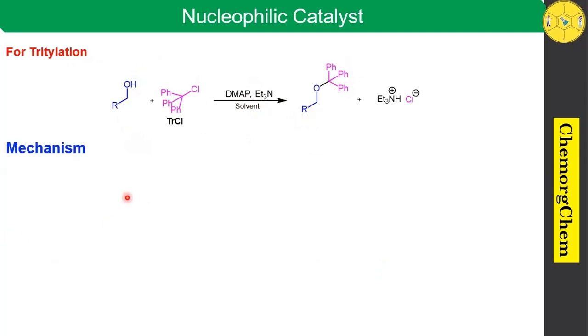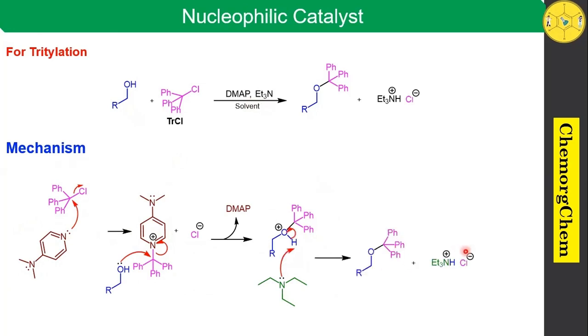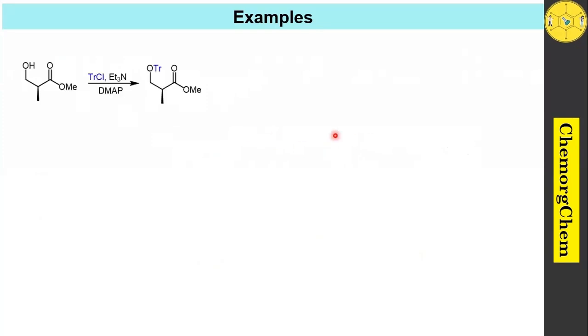Now you see the mechanism. Initially, DMAP reacts with trityl chloride, which readily produces this corresponding intermediate. Now the alcohol reacts with this carbon center, followed by kicking off DMAP, which readily produces this corresponding intermediate. Now triethylamine readily abstracts this hydrogen to produce this corresponding tritylated product. Let's see some of the examples.